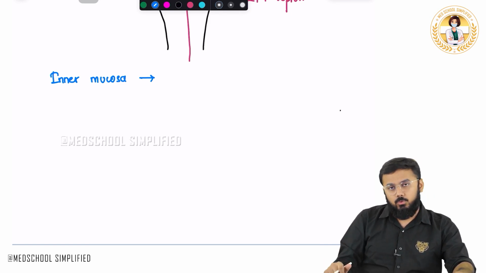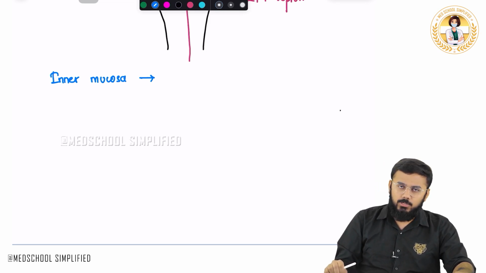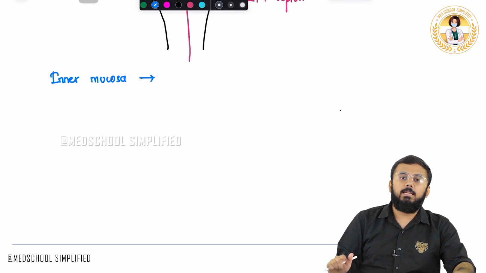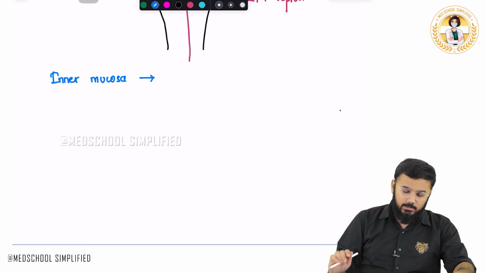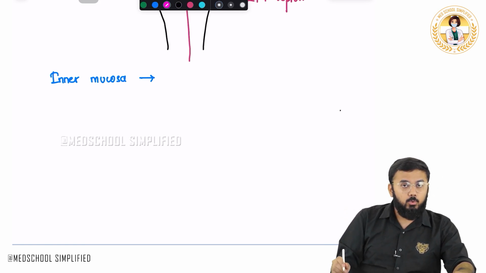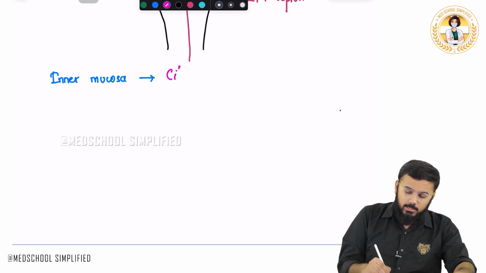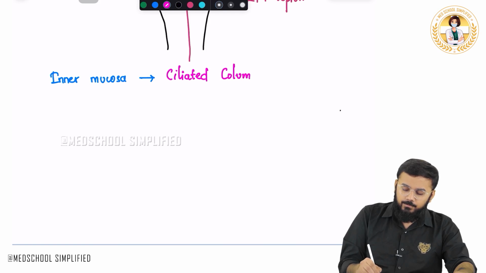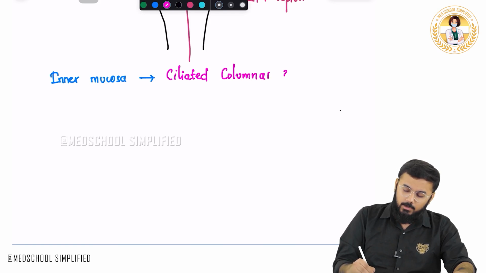So in the inner mucosa, there are two different types of cells you see. One is called ciliated columnar epithelial cells and the second one is called non-ciliated secretory cells. These non-ciliated secretory cells are called your PEG cells. So within the inner mucosa, two types of cells. One is called ciliated columnar epithelial cells.